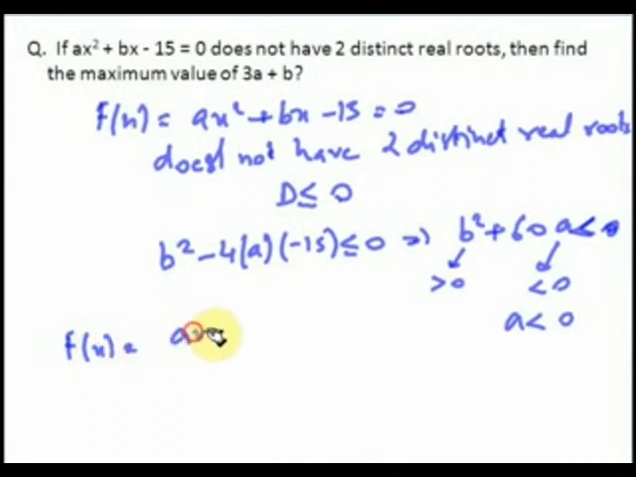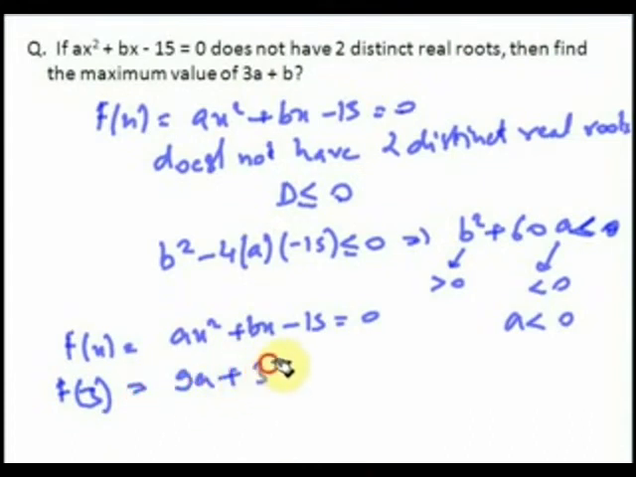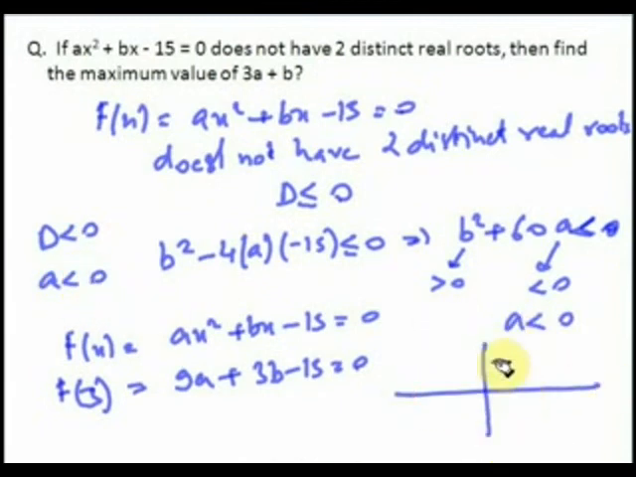We know the function as ax square plus bx minus 15. If we put the value of x equal to 3, we will get 9a plus 3b minus 15. Since the value of D is less than 0 and a is less than 0, the graph of this function ax square plus bx minus 15 will always be like this, with x and y axes drawn.